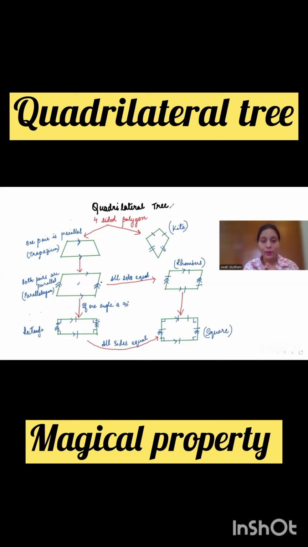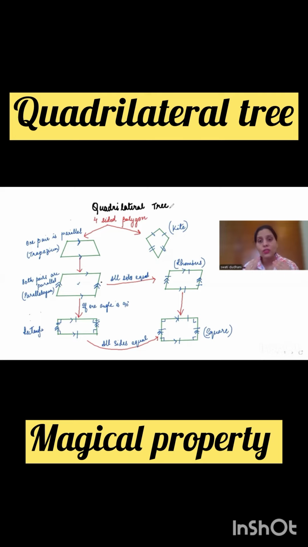Now, a parallelogram can be made into a rhombus as well as a rectangle. For it to be a rhombus, you need to prove all sides equal in a parallelogram. Then it becomes a rhombus. Now, rectangle: when does a parallelogram become a rectangle? If you prove one angle is 90 degrees. Now, you can make a rhombus and a rectangle into a square.